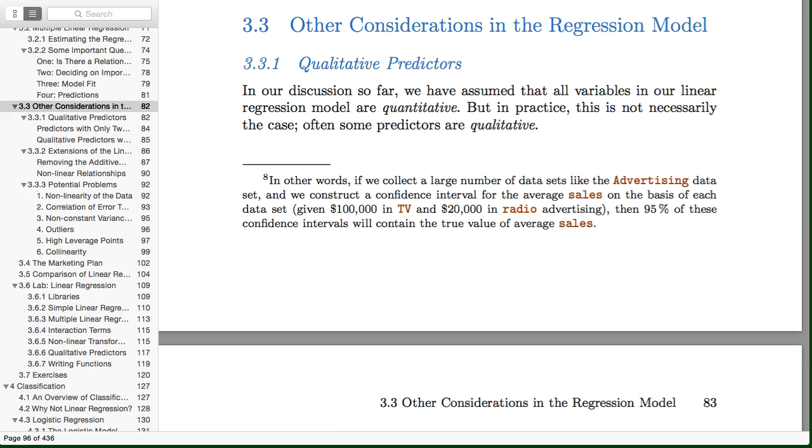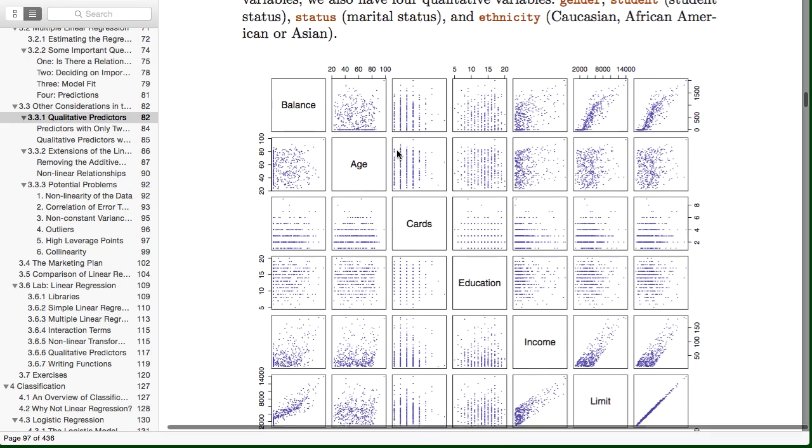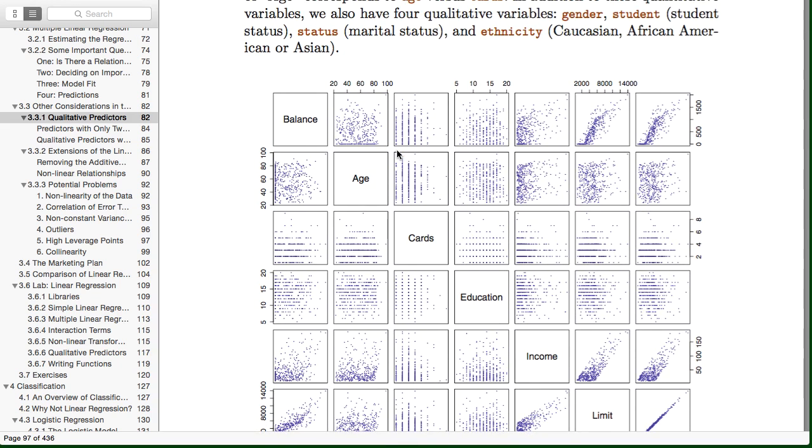Okay, so qualitative predictors are the first thing to talk about. Now, we've already talked about qualitative responses, and the way that we're going to deal with qualitative predictors is much the same. So here's an example of a data set, the credit card data set, and it has 4 qualitative variables in it: gender, student status, are you a student or not, marital status, are you married or not, and ethnicity, which oddly is broken into 3 groups: Caucasian, African American, or Asian. I guess this is just for the sake of simplicity or something.